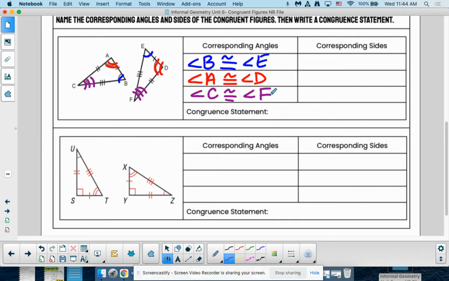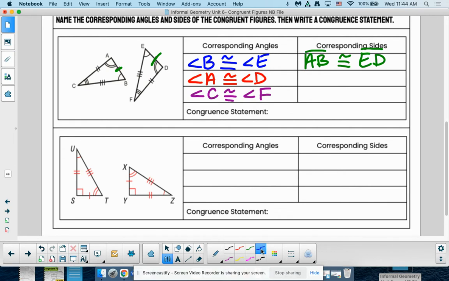Now we're going to do the same thing with our sides, okay? So I'm going to clean this up. All right, here we go. So I'm going to start with my one tick mark. So my one tick mark is side AB. So we'd say AB is congruent. Now look at your other one. What has one tick mark? EB. Remember, sides have two letters when you name them.